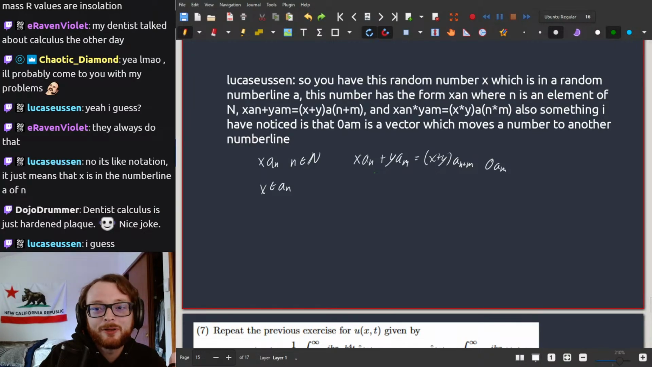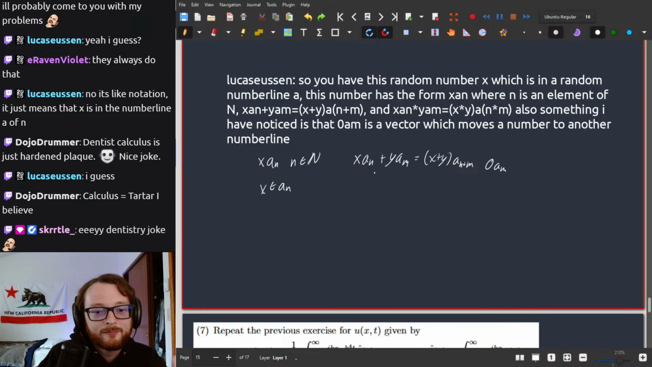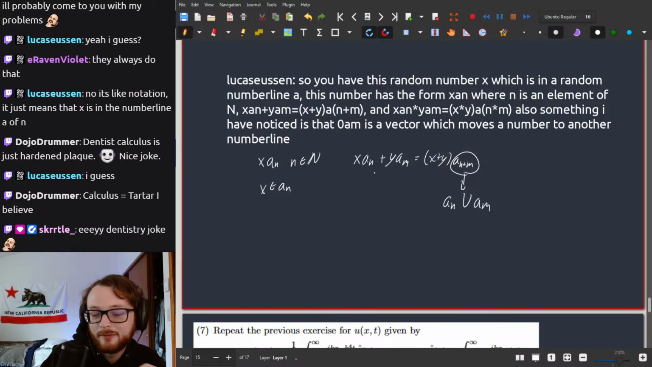And so I guess I would interpret this statement that you said here as taking the union of a sub n plus m is a sub n union a sub m. I don't know. Maybe you're thinking of something different, but this feels like a different way of talking about sets, maybe, and like whether a set is closed.